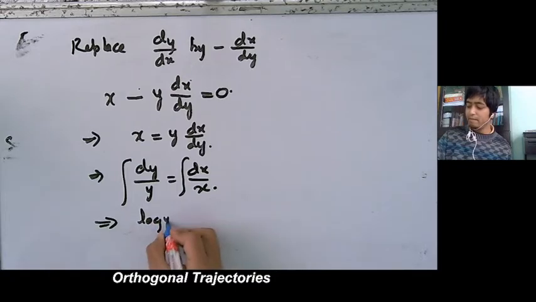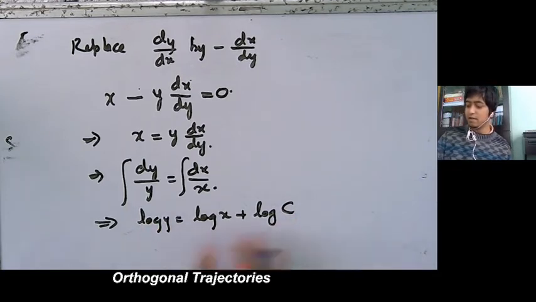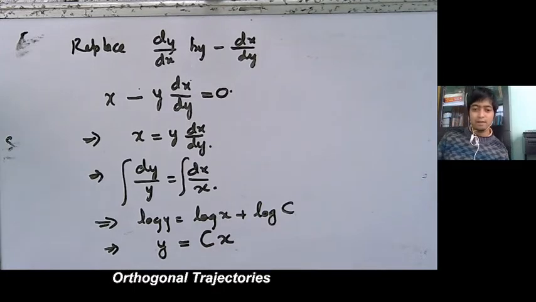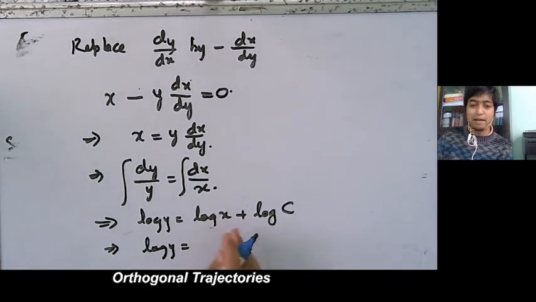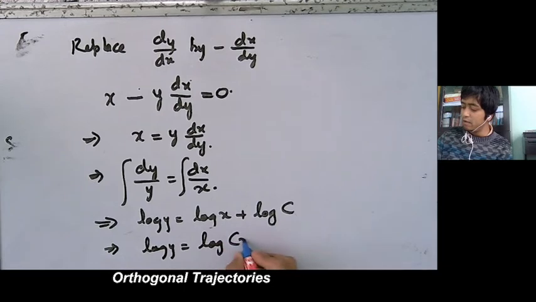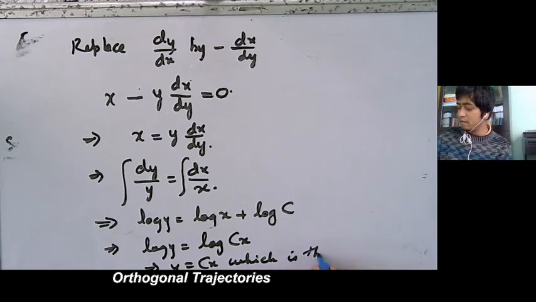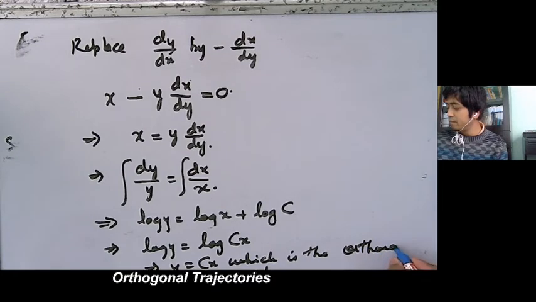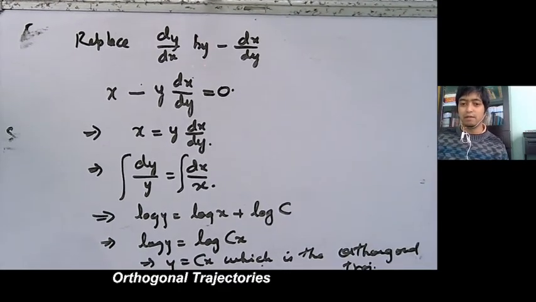So we'll be having log y equal to log x plus log c, since everything is log. So I'm putting it in this way: y is equal to cx. How exactly did I get this? Maybe I should write another line. Properties of logarithm: log a plus log b is log ab. Which is the required orthogonal trajectories.